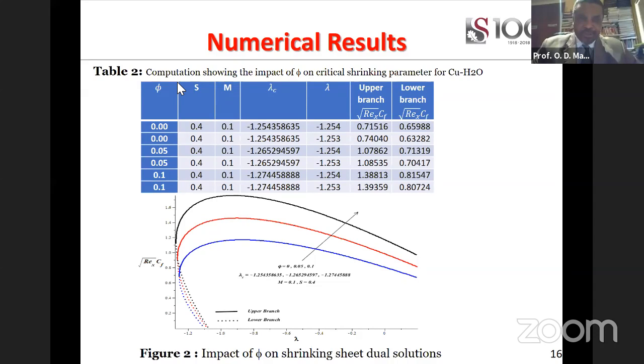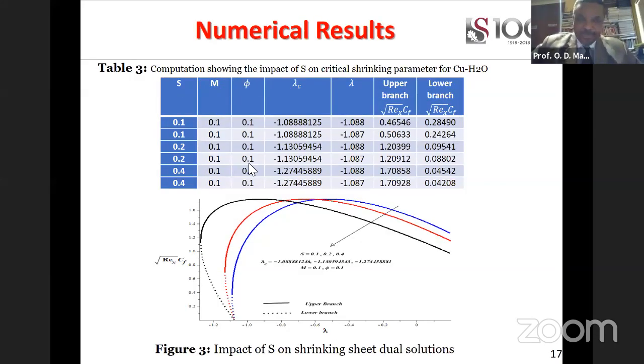What of the effect of slip? Where the surface is slippery, you can see that where you have 0.1, you have the shrinking rate 1.08. Where it is 0.4, the more slippery the surface is, the more shrinking rate you have. So the plate becomes more shrinking. It shrinks more when the surface is slippery, so the fluid can slip on top of it. And if less slippery, less shrinking.